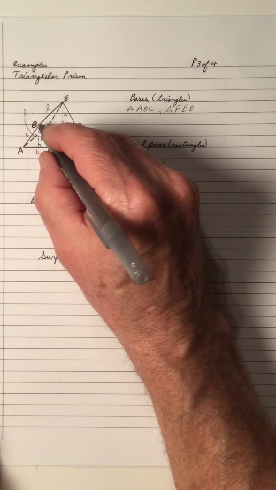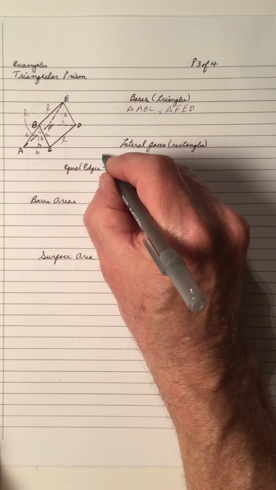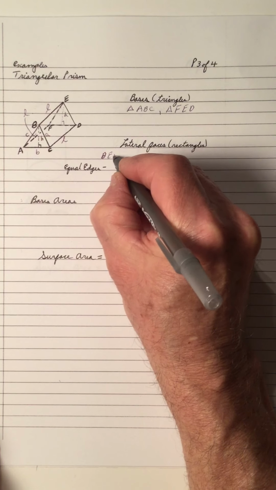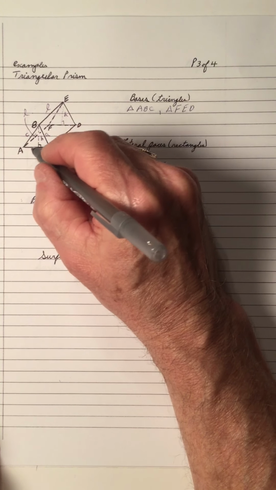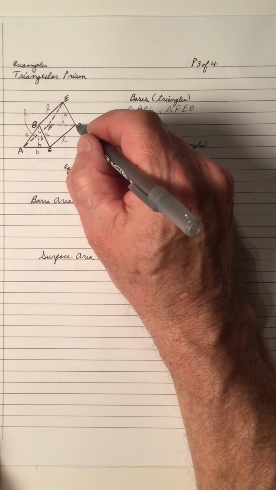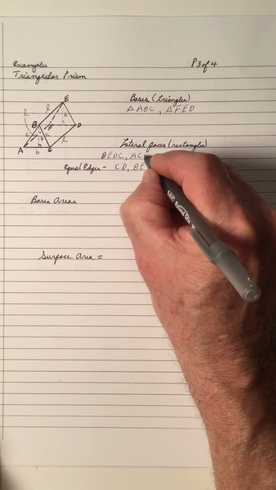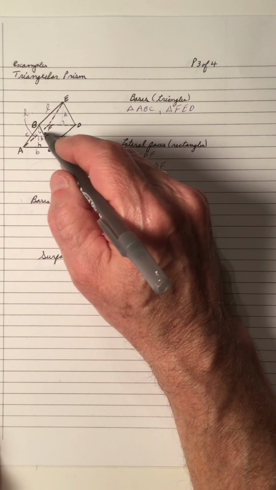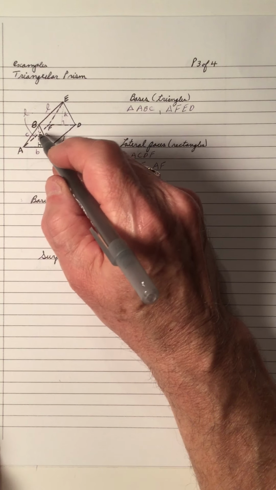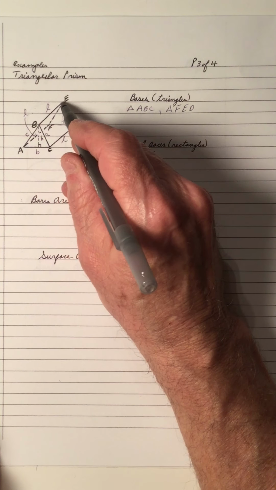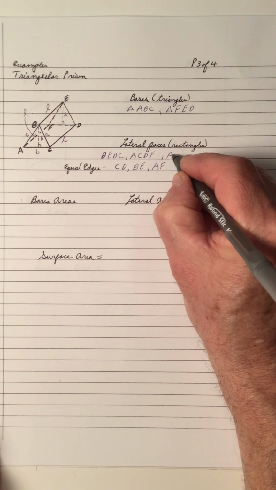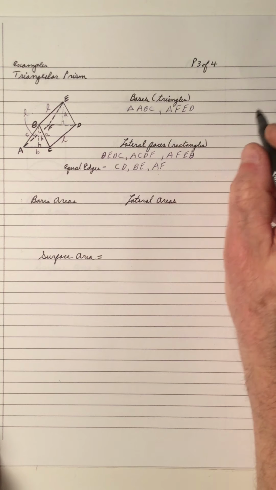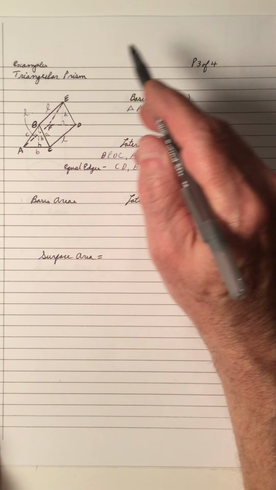So let's look at this side, BEDC. B, E, D, C. And let's look at the bottom of the tent, ACDF. I call the triangular prism a tent that you set up if you're camping. And the other side is AFEB. So these are 3 rectangles.